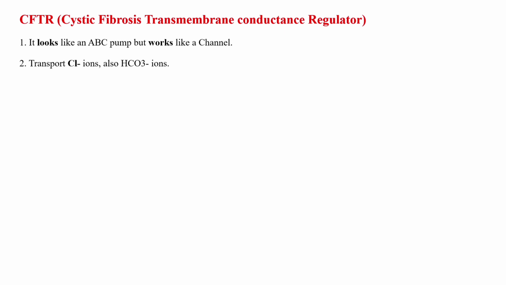So this CFTR protein transports chlorine ions, and also bicarbonate ions. Now, in my previous video on ABC transporters, I mentioned that all ABC transporters contain two transmembrane domains and two ATP binding domains. We call them T domains and A domains. Because the CFTR protein looks like an ABC pump, it also contains two T domains and two A domains, but additionally it contains one regulatory domain.